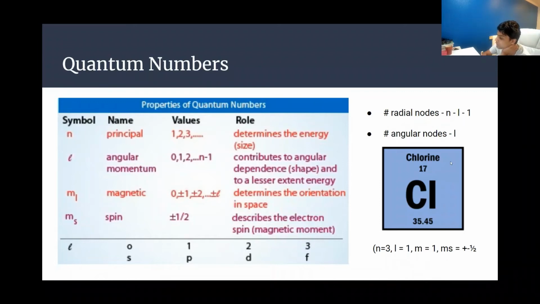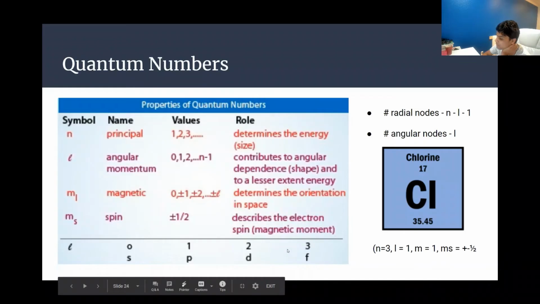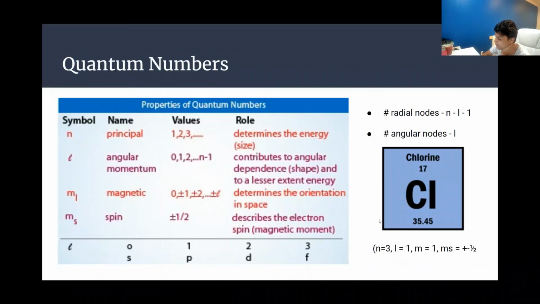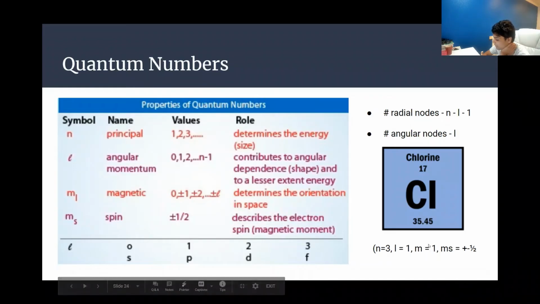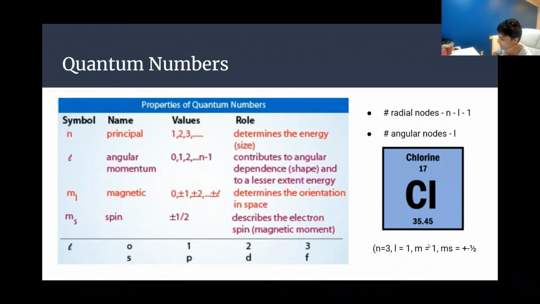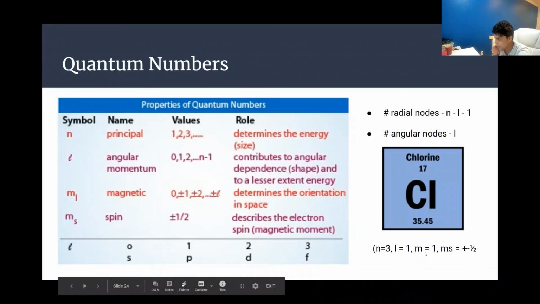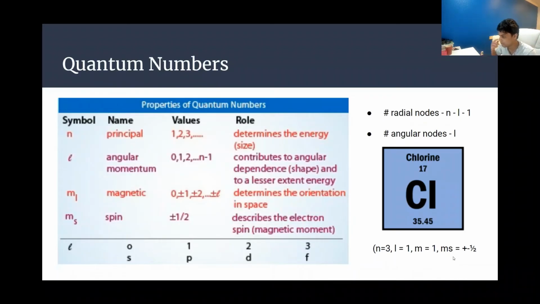So then chlorine. It's in the 3rd period, and it's also in the p block. It's in the last third of the 6 p orbital slots. The first third is -1, the second third is 0, and the third third is +1. So that's why ml equals 1, and then the spin could be plus or minus 1/2.